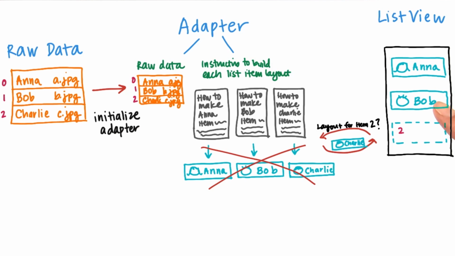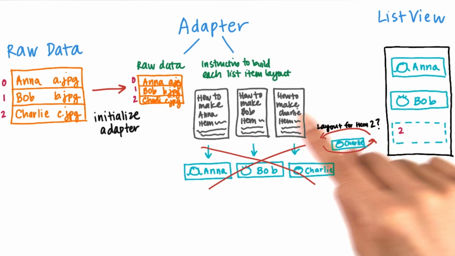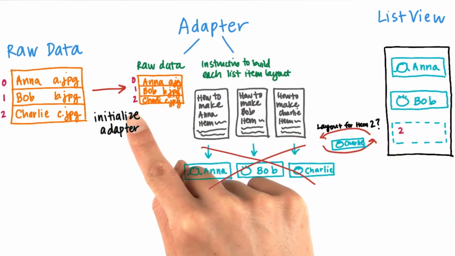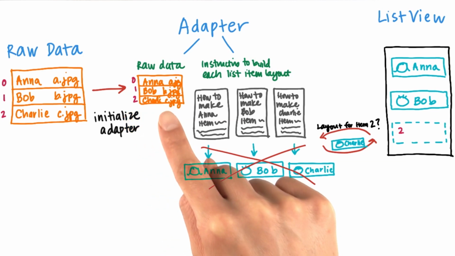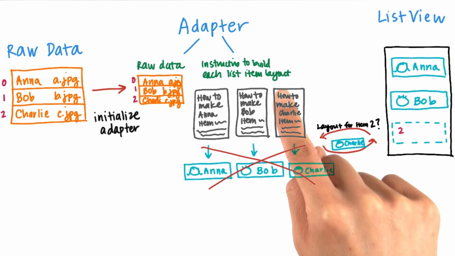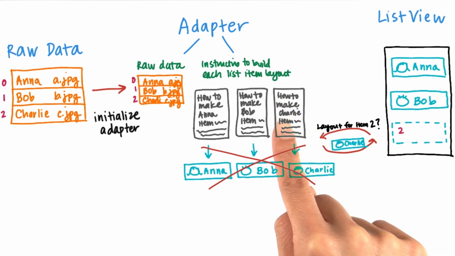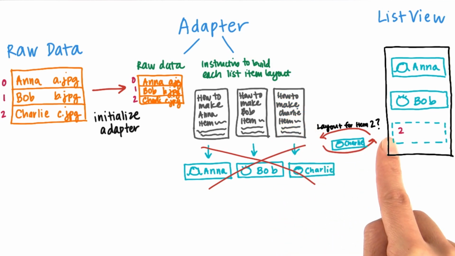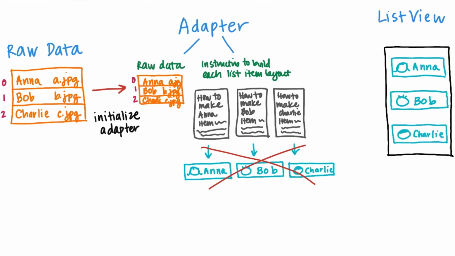Now the list view fetches its last item, because it knows that there were 3 list items to expect. It fetches the last list item layout at position 2 by asking the adapter. The adapter checks that at position 2 we have Charlie, as well as that image, and we know how to make a list item layout for Charlie, so we can go ahead and do that and then return it to the list view. And now we have the list item for Charlie at position 2 in the list, and we have our complete list.